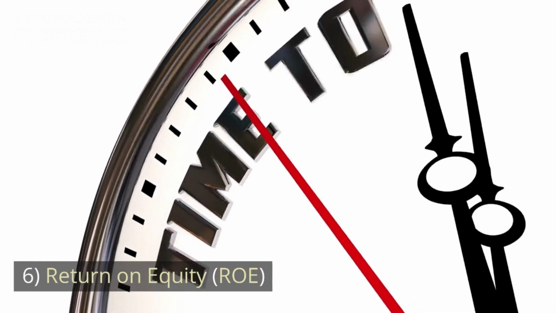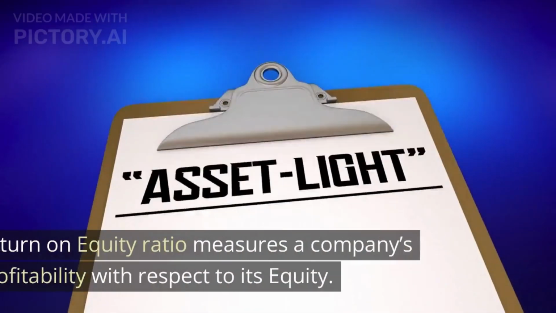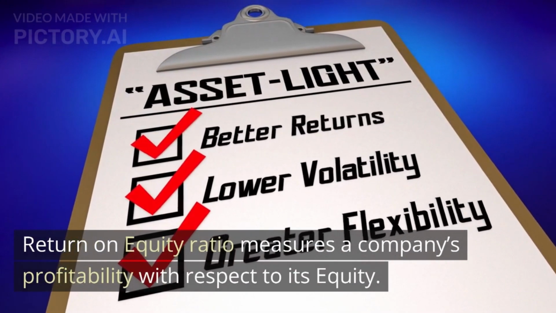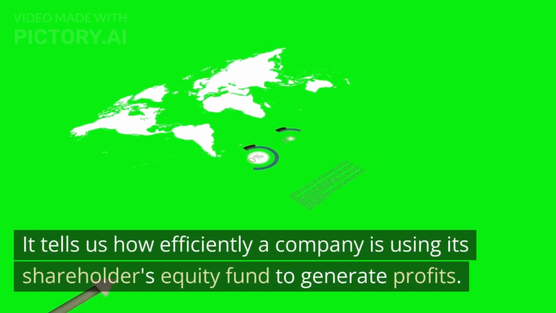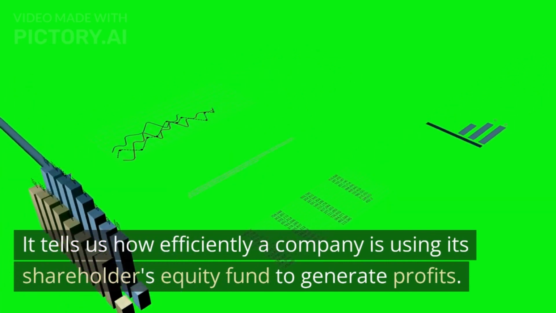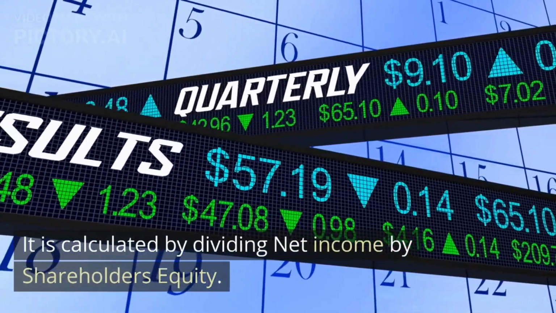6. Return on equity, ROE. The return on equity ratio measures a company's profitability with respect to its equity. It tells us how efficiently a company is using its shareholders' equity fund to generate profits. It is calculated by dividing net income by shareholders' equity.